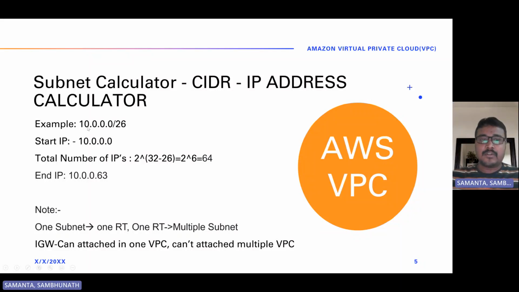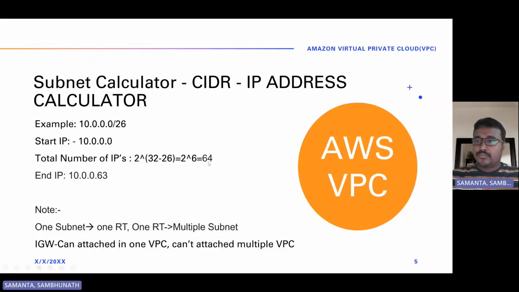If you talk about this 10.0.0.0/26 as our example, what could be our start IP? 10.0.0.0 is our start IP, okay? And then how many IPs we can specify for this particular CIDR, like /26, right? That calculation we can do like 2 to the power of (32 minus 26), right? Then it will be 2 to the power 6, which is equal to 64, right? If you are taking /28, then it will be 2 to the power of (32 minus 28). Then it will come to 2 to the power 4.